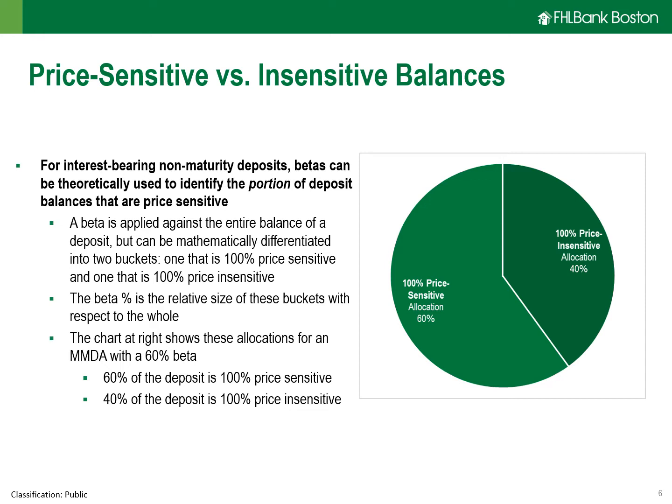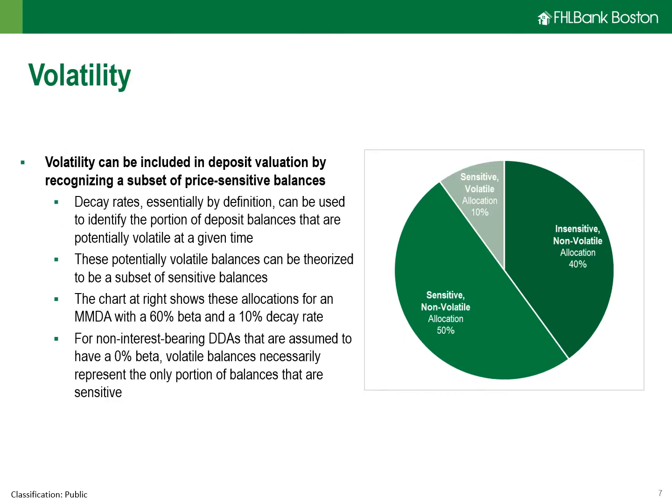Now in reality, not every account is going to behave that way. Not every account is fully sensitive or insensitive, but theoretically, mathematically, we can create these 2 different buckets that create a framework in which we can now start to think about differentiating different types of accounts. Deposit betas allowed us to break an undifferentiated mass of balances in a product type into 2 discrete buckets.